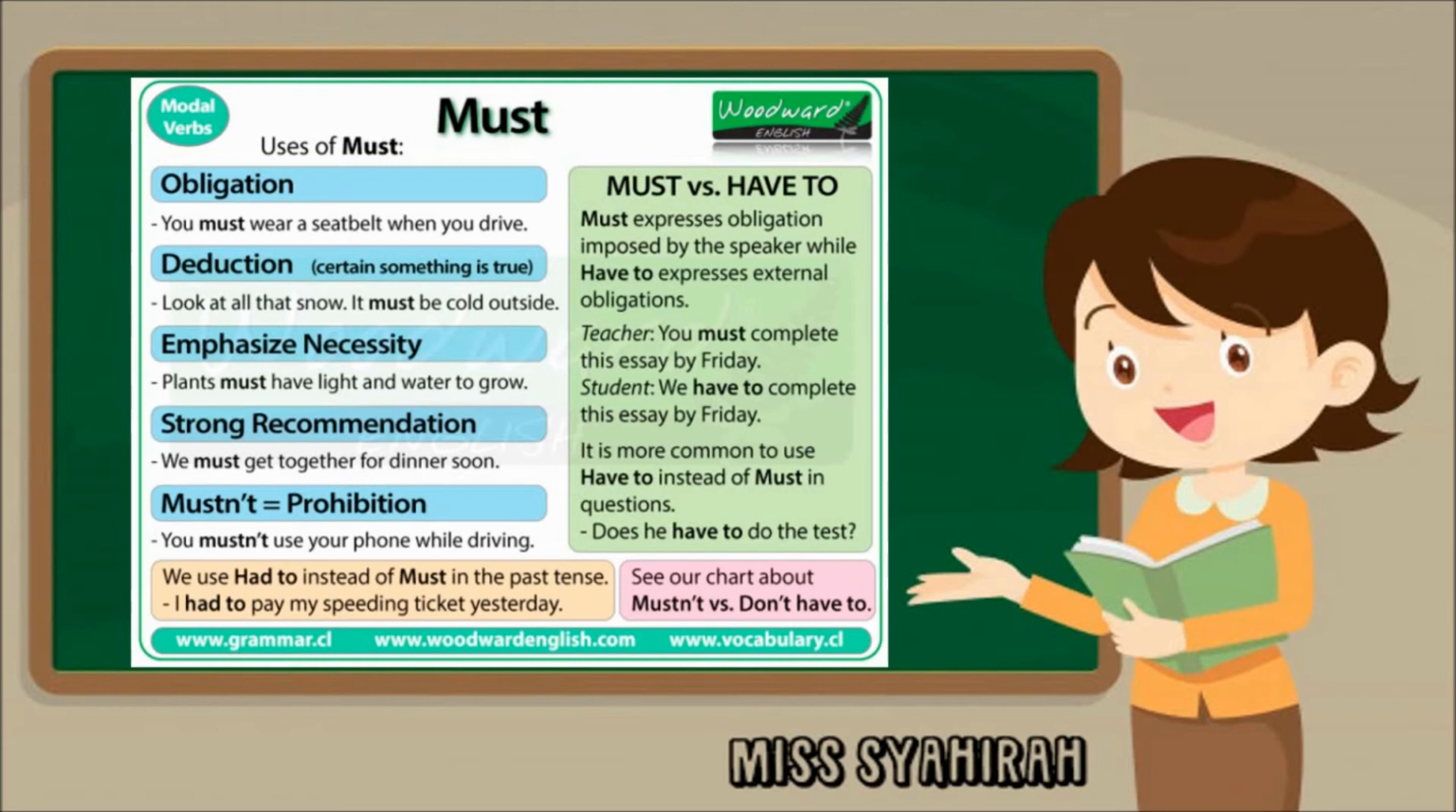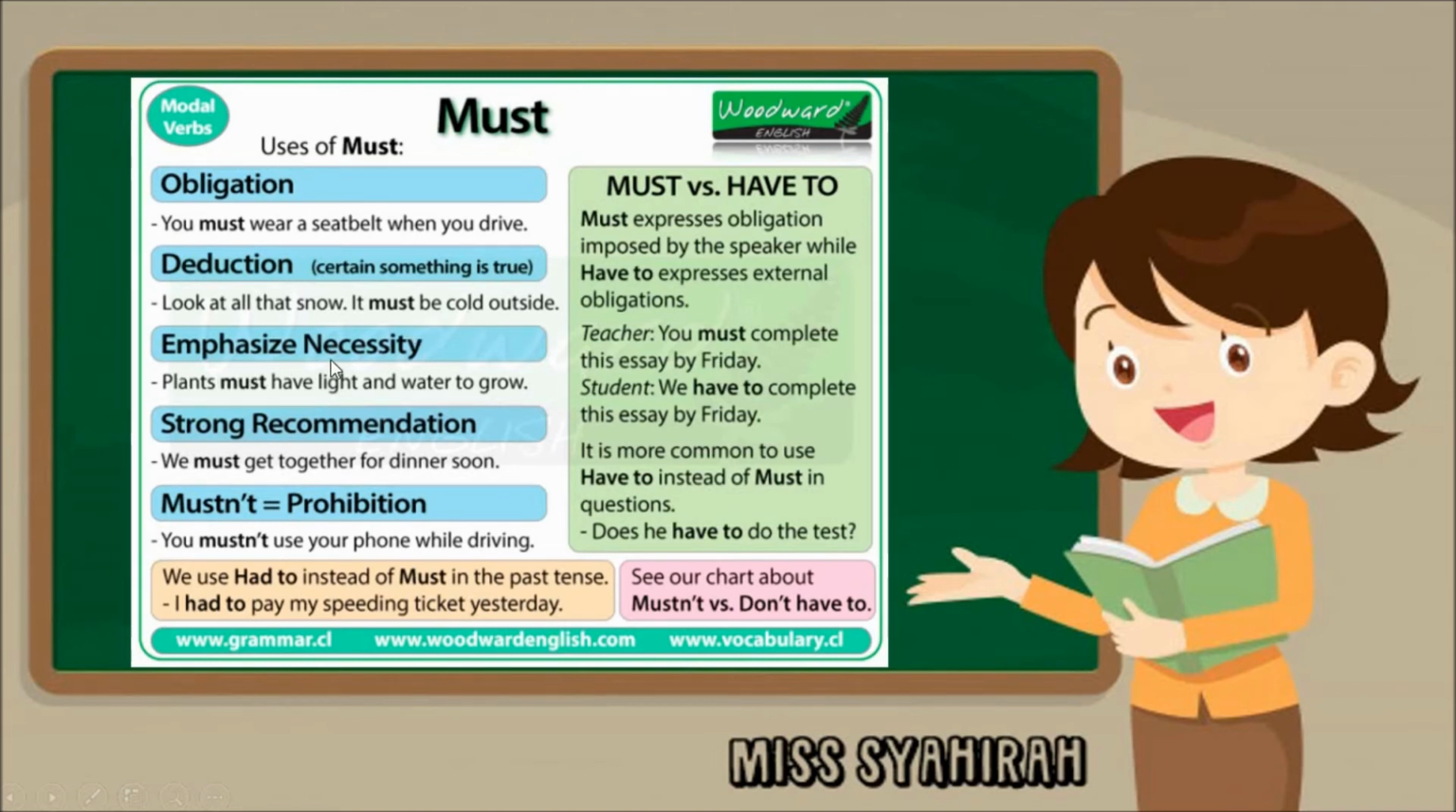So, must tu kamu kena buat, kamu wajib buat. So, it is called obligation, kewajipan, kamu kena buat. So, you must wear a seatbelt when you drive. Deduction, when you certain something is true, kamu yakin sesuatu perkara tu betul. Look at all that snow. It must be cool outside. Okay, kamu yakin mesti dekat luar tu sejuk.